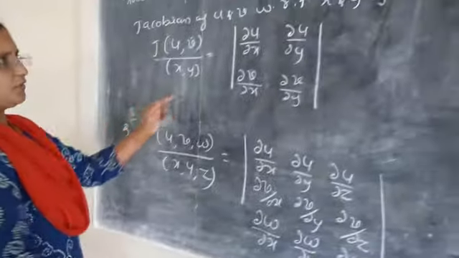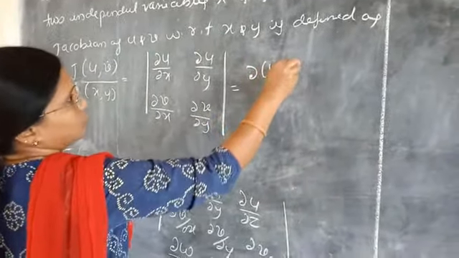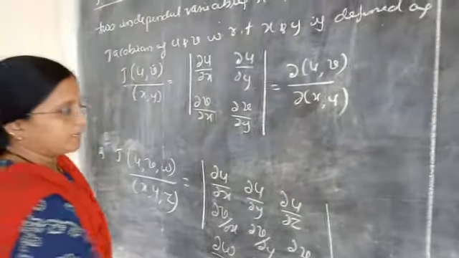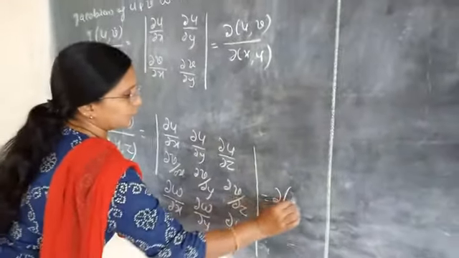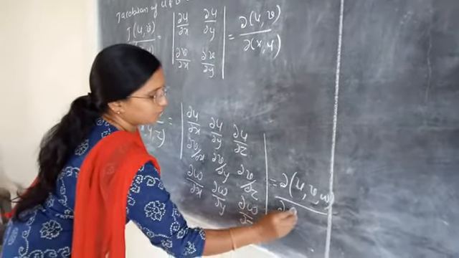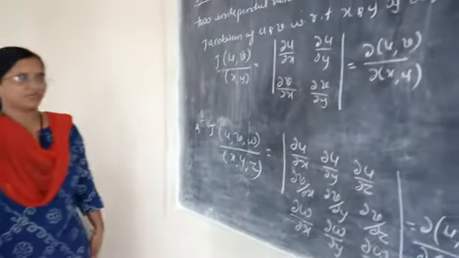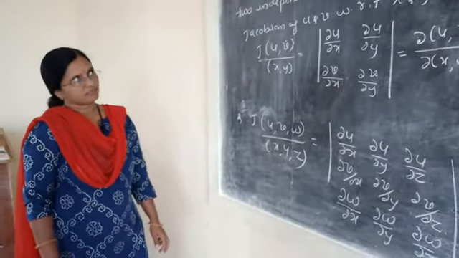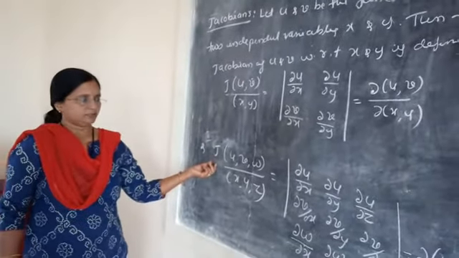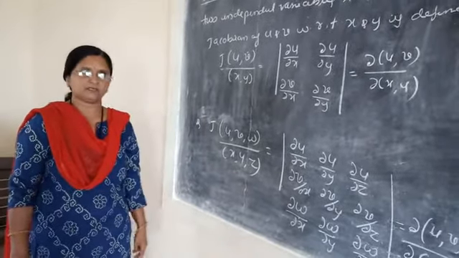It is also denoted by dou of u, v divided by dou of x, y, and dou of u, v, w divided by dou of x, y, z. So these two are the definitions of Jacobians when u and v are functions of two variables x and y, and in the second case u, v, w are functions of three variables x, y and z.